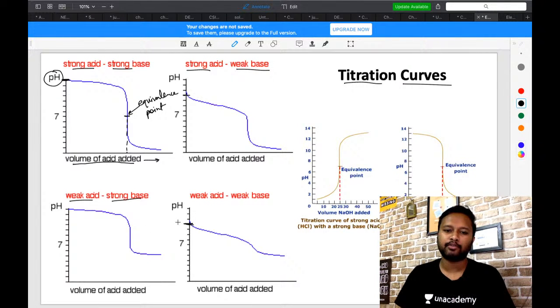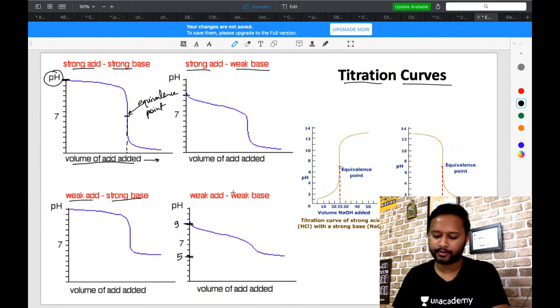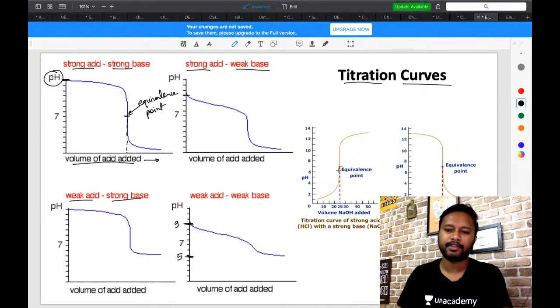Initial pH is going to be around 8 or 9, and the final pH is going to be around 5. Okay, so this is how simple it is. pH curve: you just have to analyze the curve and see it. The nature of the curve can also be different depending upon what you are adding in the solution.